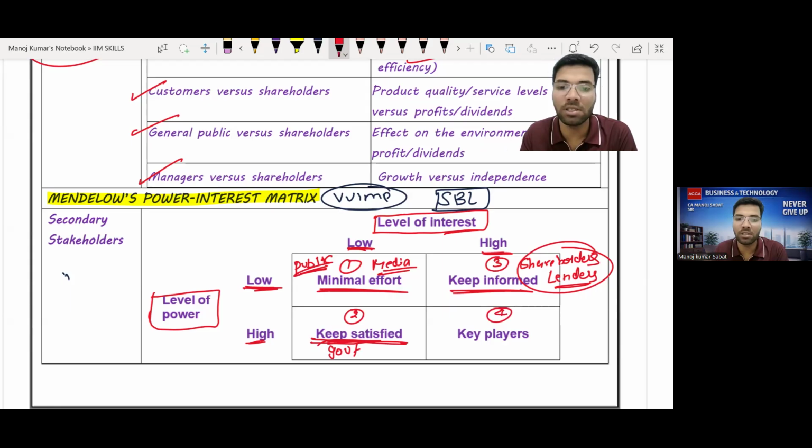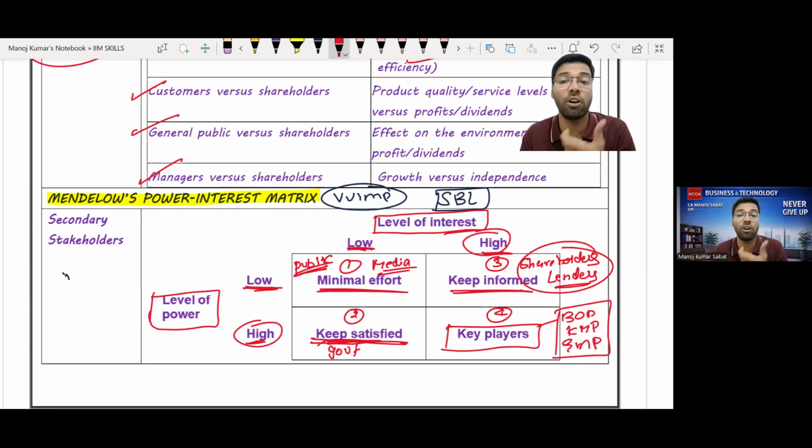And the fourth box is the combination of high interest people and high power, such as the board of directors, key managerial persons, and employees of the company. They are closely connected with day-to-day operations. They have high interest, and they also have high power. So they are the key players. Always try to give as much priority as possible to these key players. Whatever they ask, you need to satisfy them.